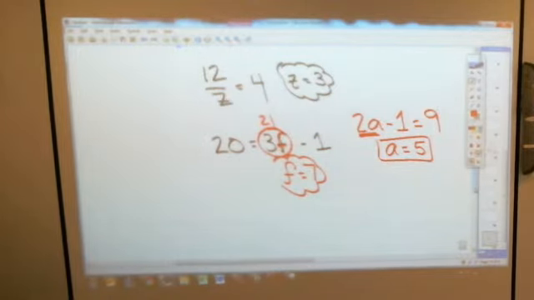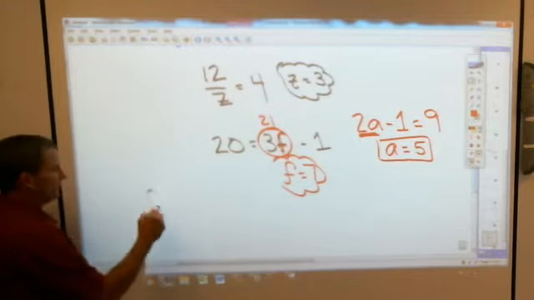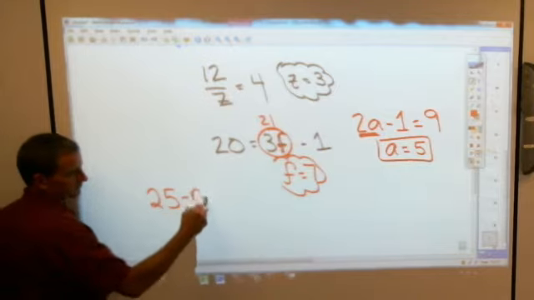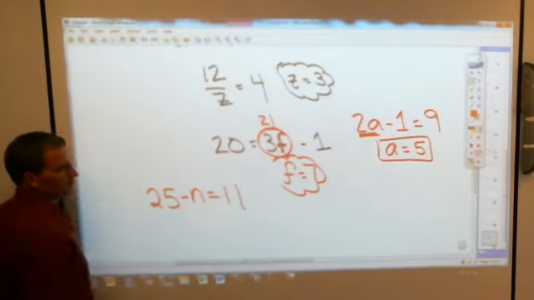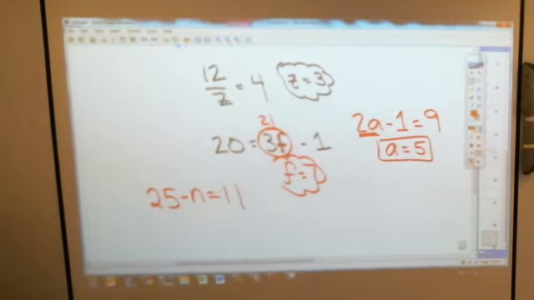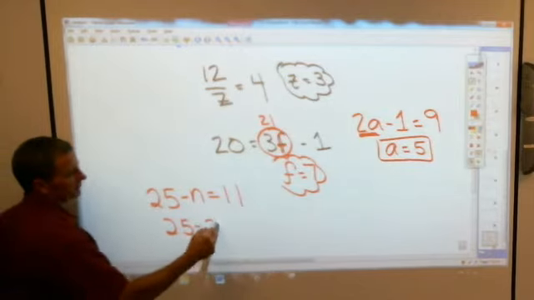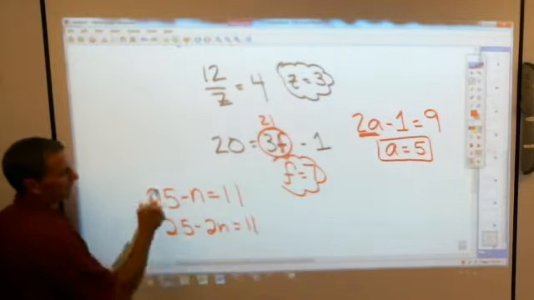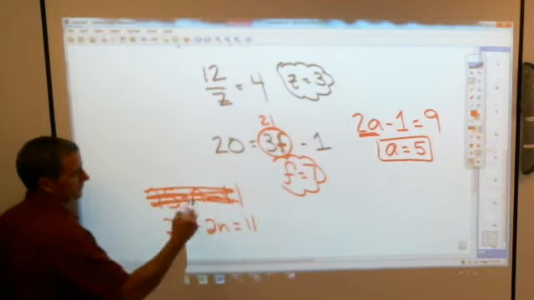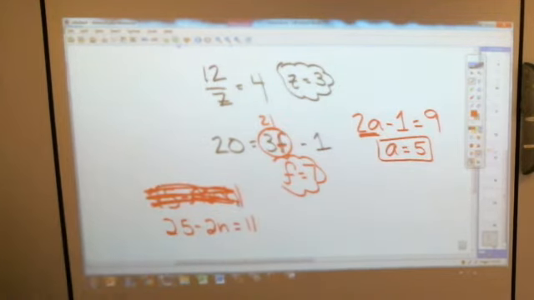What is this? I'm looking for something. How about this one? 25 minus n equals 11. Give you a second to think about that. Well, maybe that one's not that hard. Maybe I should make it 25 minus 2n. Let's do that. 25 minus 2n equals 11. What would be the answer to that? I'll give you time to think.